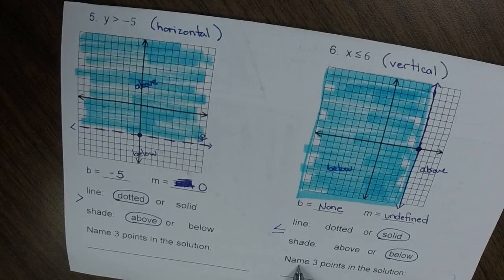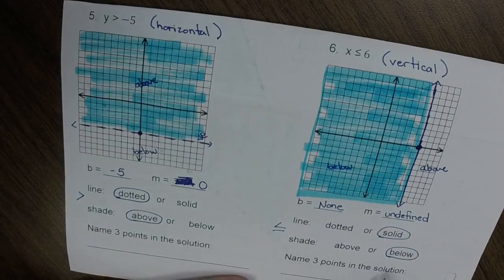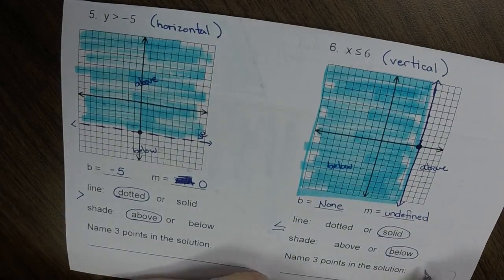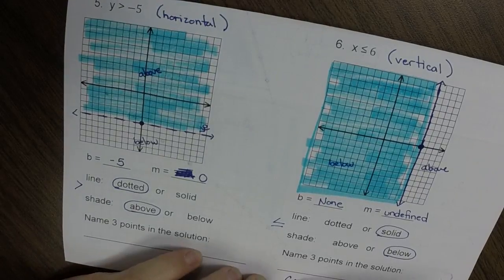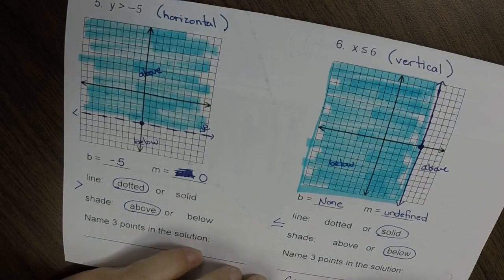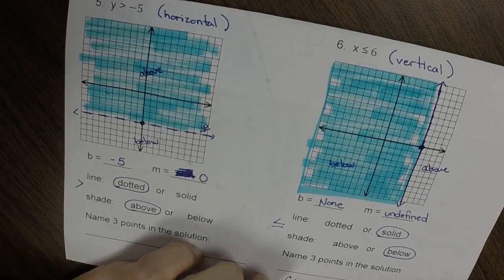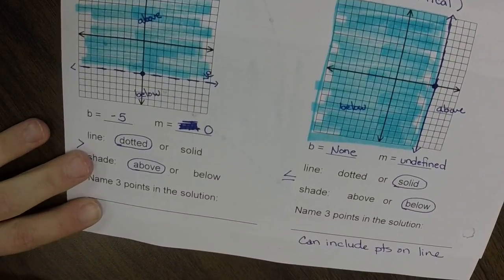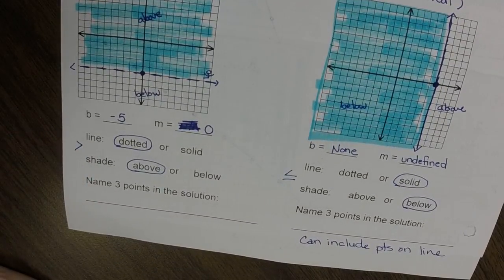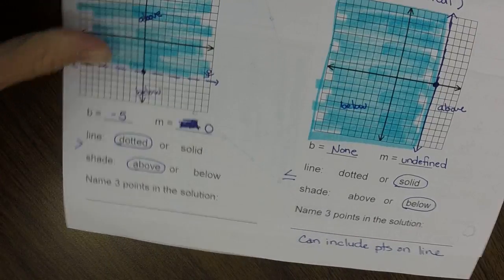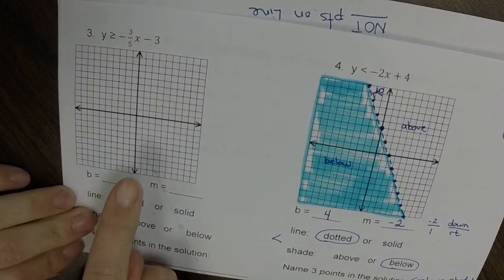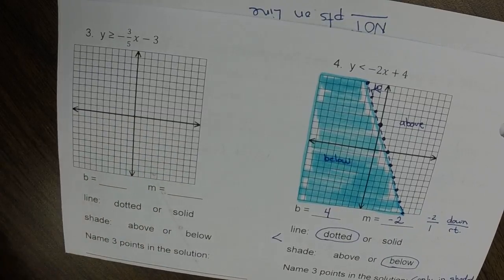And I'm going to let you name the 3 points that are in the solution. Again, this time you can include the line because it's solid. Okay. So make sure that you've named all the points in the shaded regions. Make sure that you went back and that you answered all of number 3, and you are good to go.